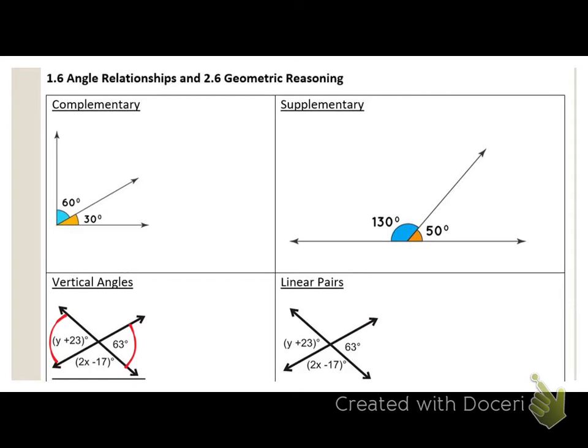And then for a linear pair, in comparison to 63, which of these is a linear pair with 63? 2x plus 2x minus 17. Those are a linear pair. That's all we're doing on this page. The next page.